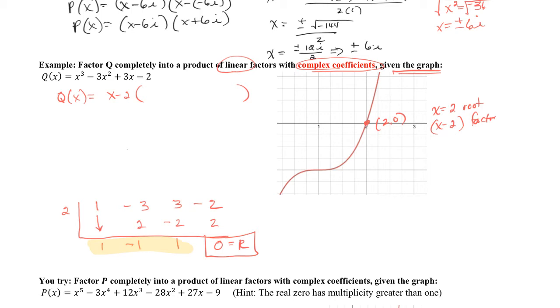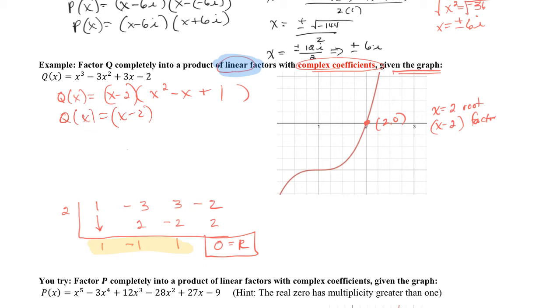So I'll have x minus 2, let me use parentheses here, times x squared minus x plus 1, that quotient. Now I'm still not fully factored because remember I have to get to a product of linear factors. So everything has to be first degree, and right now I've got a quadratic. So I'm going to see if I can finish factoring this. So q of x equals x minus 2. Can I factor x squared minus x plus 1? No, it doesn't factor easily.